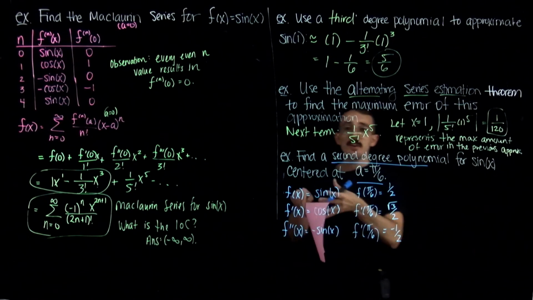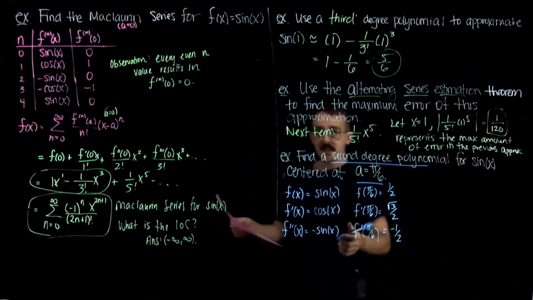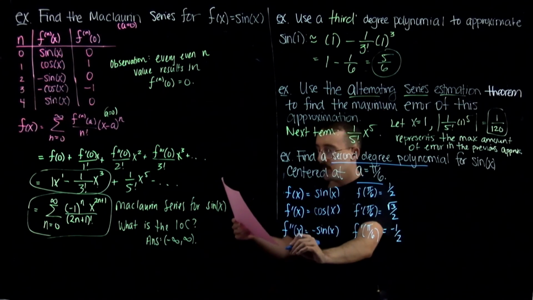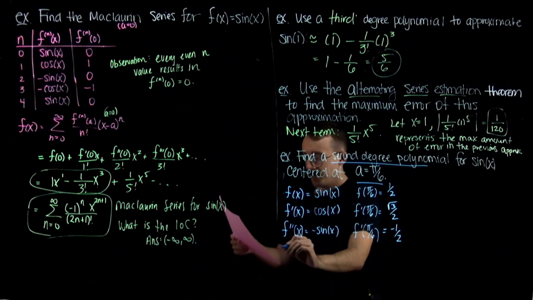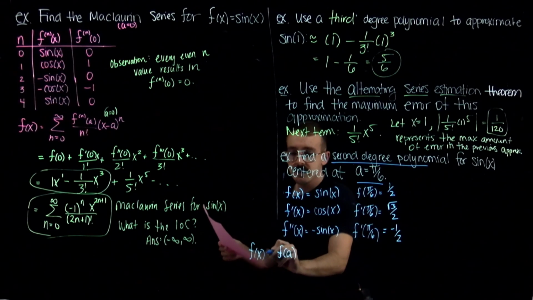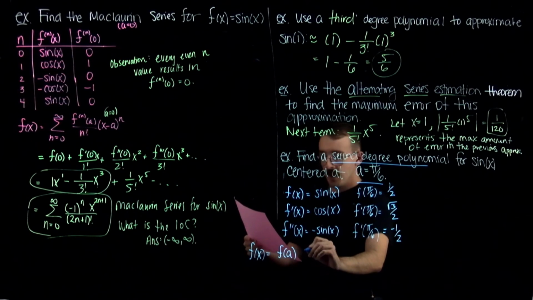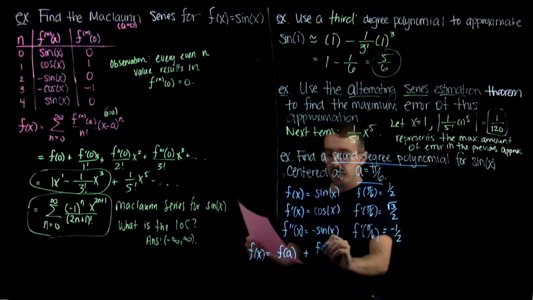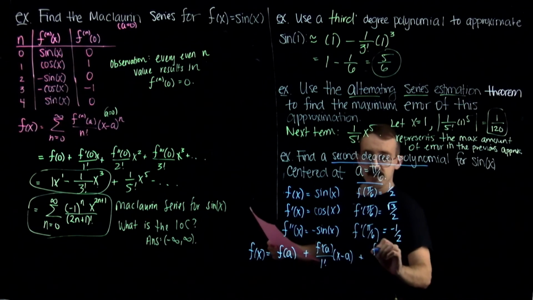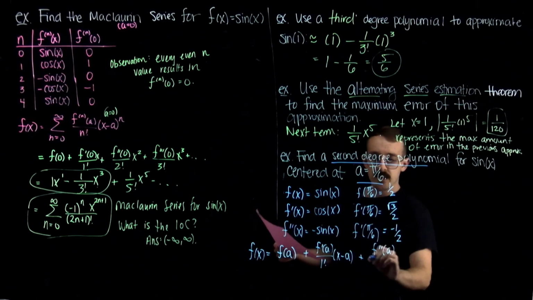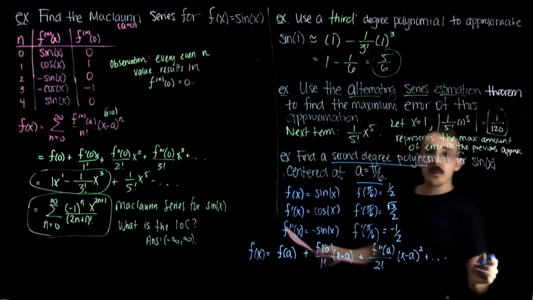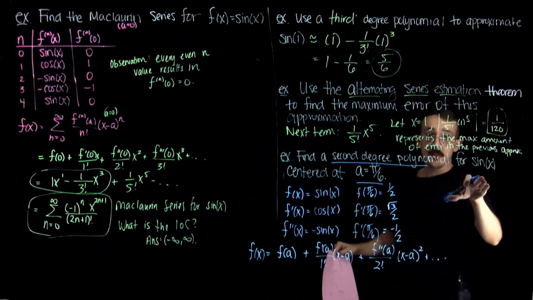So now I just need to recall the general formula for the Maclaurin series, or not Maclaurin series, I'm sorry, Taylor series, this time it's just a Taylor series. For that general formula, we're going to say this f of x is f of a plus f prime of a over 1 factorial times x minus a plus f double prime of a over 2 factorial times x minus a squared. And it does keep going forever, but I just want a second degree polynomial.